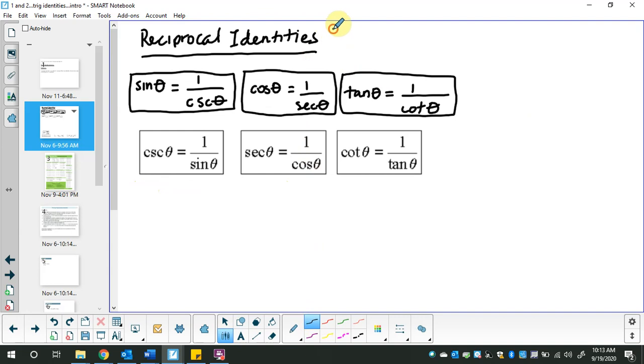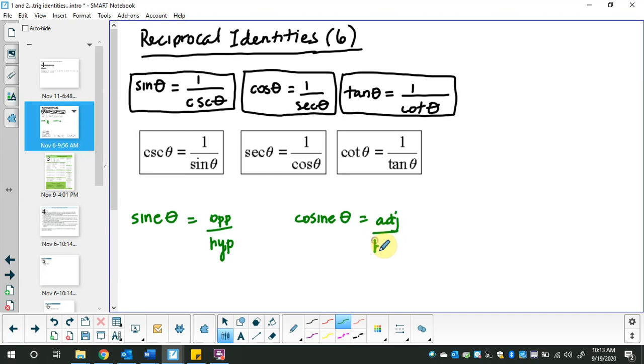Sorry for making my little yellow bubble go all over the place. So those are the 6 reciprocal identities. So my scribble is that hopefully you remember that sine theta is opposite over hypotenuse. And hopefully you realize or remember that cosine theta is adjacent over hypotenuse. And tan or tangent theta is opposite over adjacent.